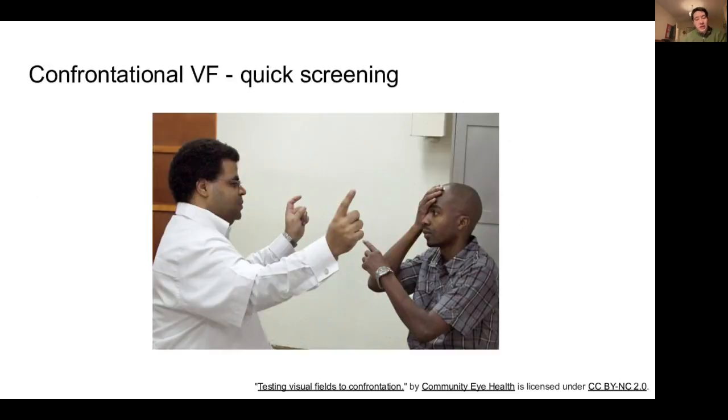We come on to confrontational visual fields. I'm sure you've all done this as part of your neurological examination. So in the picture that we've got here, you can see the guy on the left is testing the guy on the right. So he's testing his left eye vision. So it's important to test each eye one at a time.